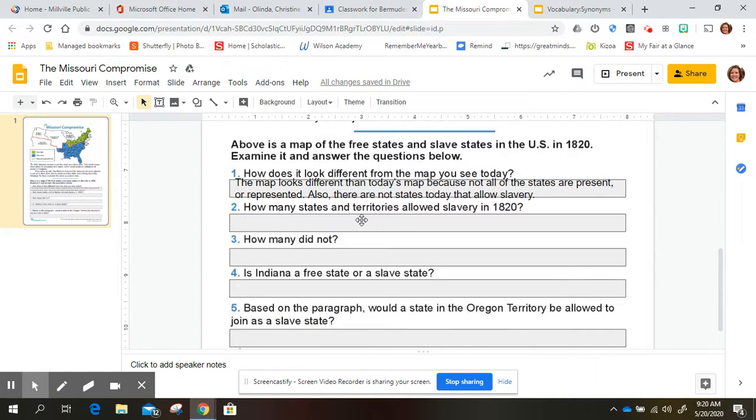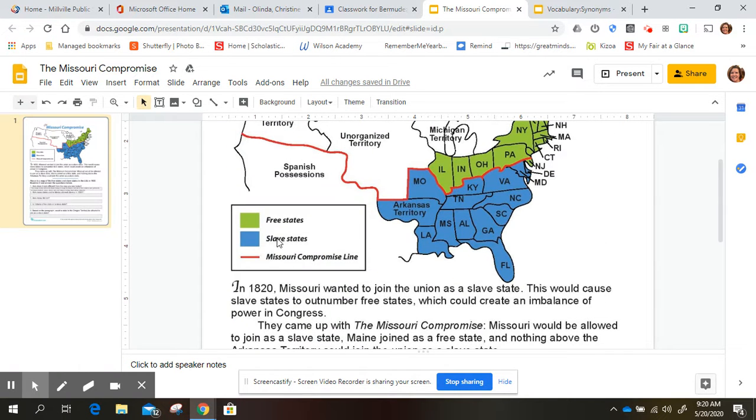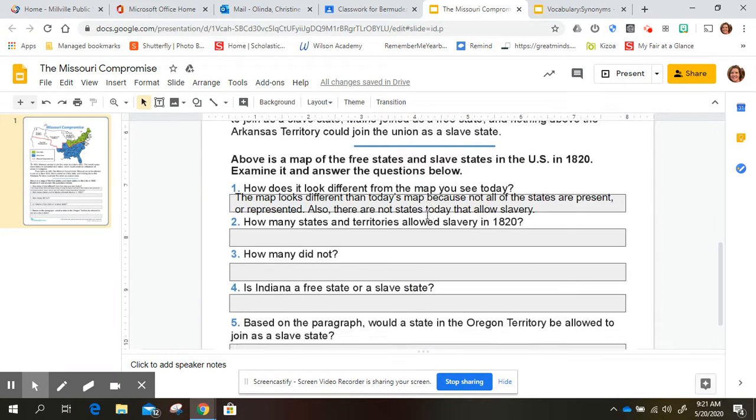Number two, how many states and territories allowed slavery in 1820? And so I need to count all the slave states and the territory. It's a little bit difficult, but I would definitely count by the name of the state instead of just the space, since Delaware is awfully small. So it'd be 1, 2, 3, 4, 5, 6, 7, 8, 9, 10, 11, 12, 13 states and 1 territory.